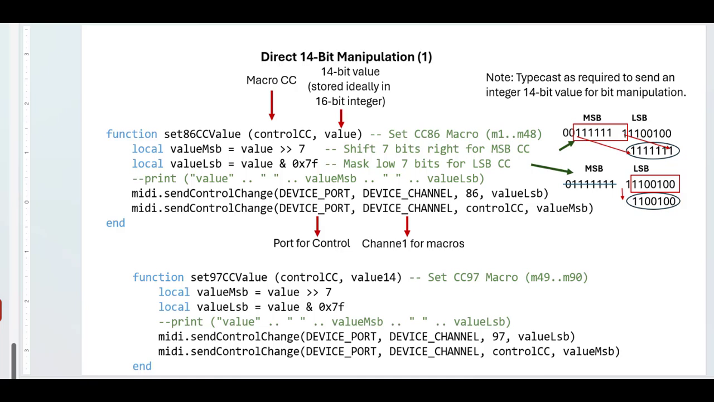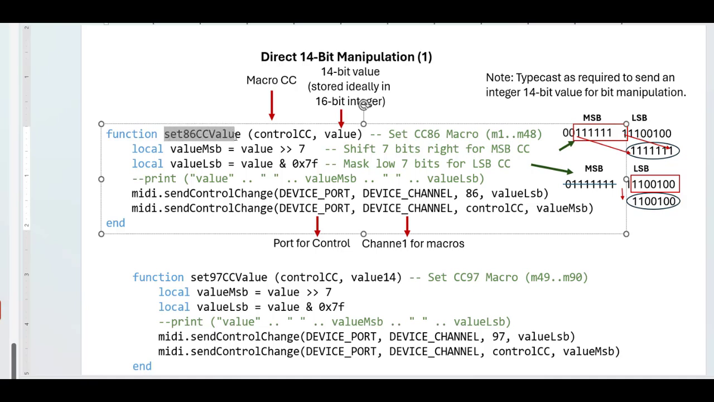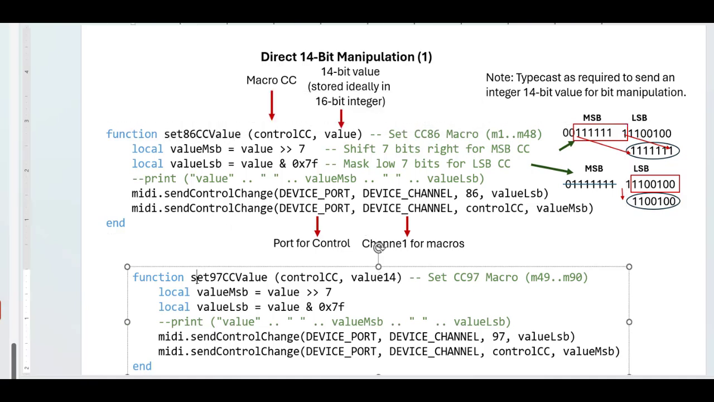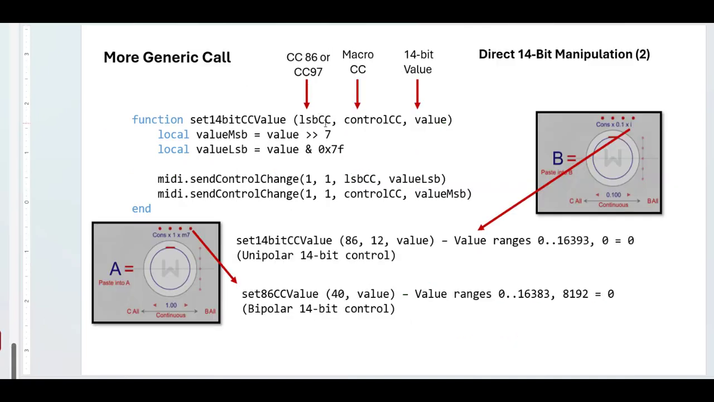Well, fortunately, in my case, for the Electra 1, there's a pretty sophisticated MIDI library that comes with the Lua programming environment that you can use there. I've created a number of functions to create my 14-bit macro, so I can do it a couple ways. I've created one that sends a CC86 value macro and another one that sends a CC97 value macro. I could create another routine that's more generic and have one of the input arguments be the CC86 or CC97. That's all up to you how you want to program this.